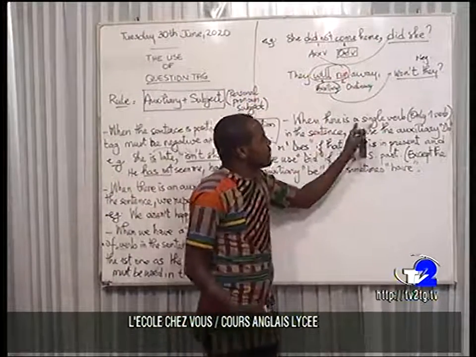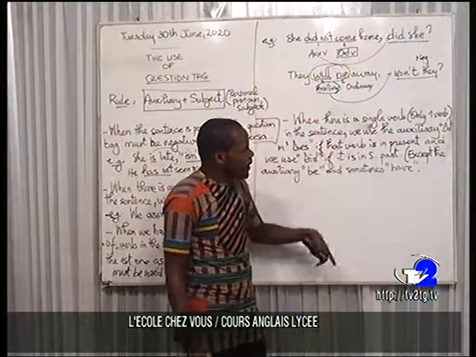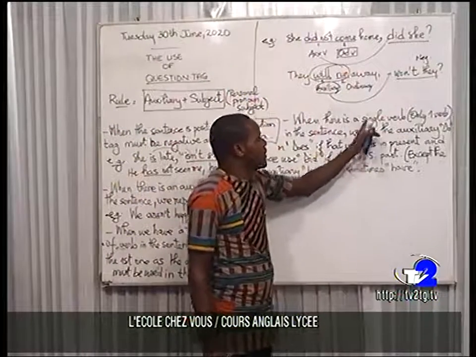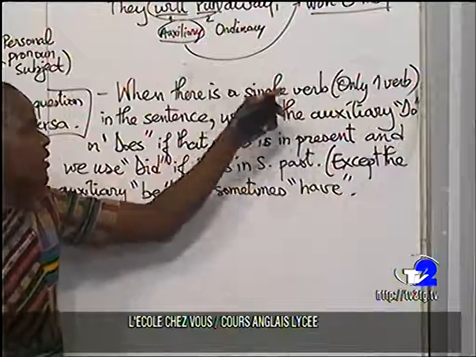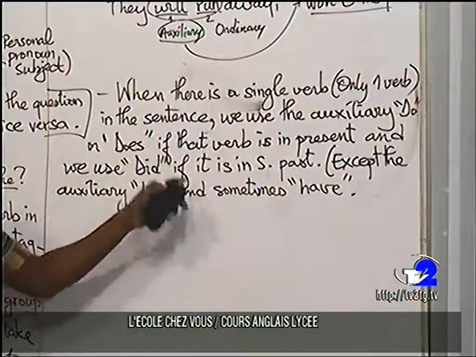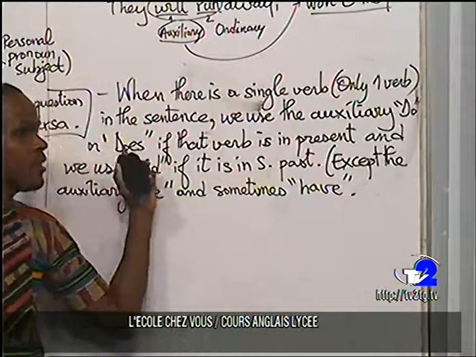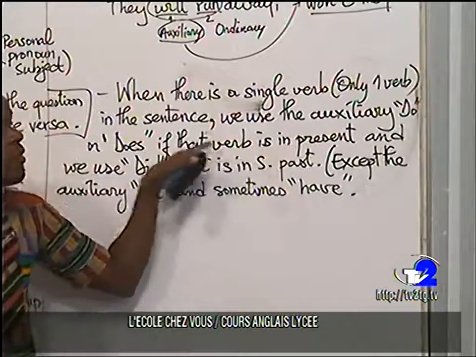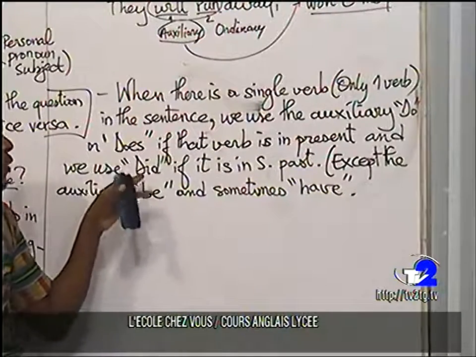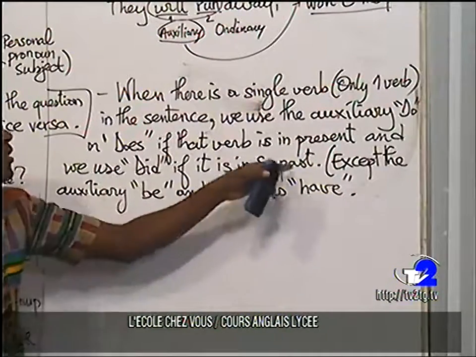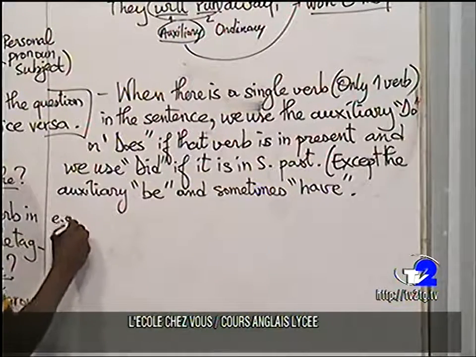When there is a single verb, that is only one verb, first of all you have to check if that verb is an ordinary verb. If that single verb is an ordinary verb, what happens? You must use the auxiliary do or does if that ordinary verb is in present, and we use did if it is in past. Let me give you 3 examples.